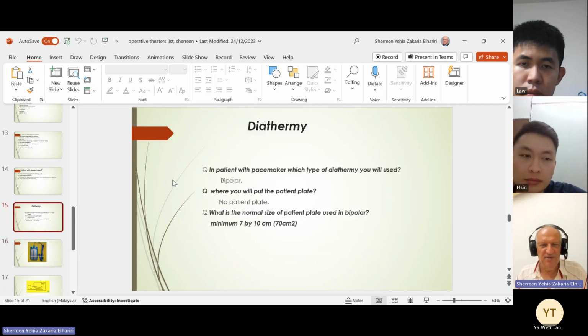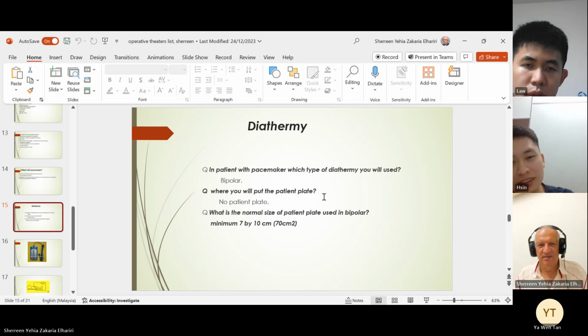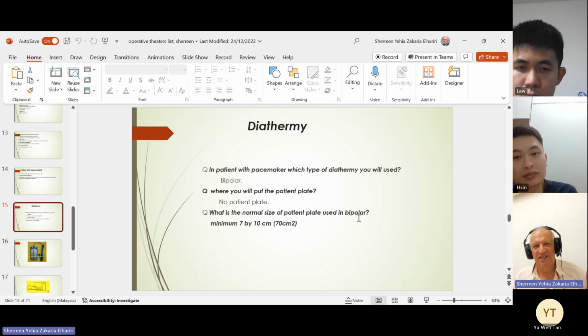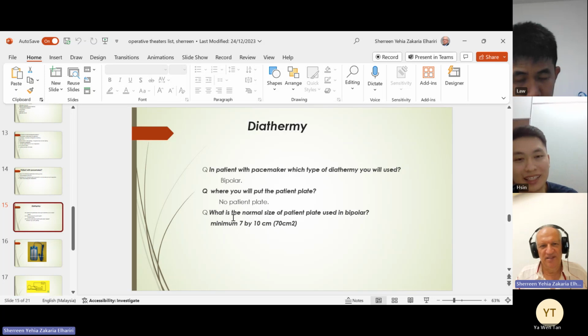So back to the question. If the patient has a pacemaker, what type of diathermy will you use? So it is bipolar. Where do you put the patient blade? In bipolar, no patient blade. And they may ask you what is the normal size of the patient blade used in bipolar? What is the normal size of the patient blade used in monopolar, not bipolar?